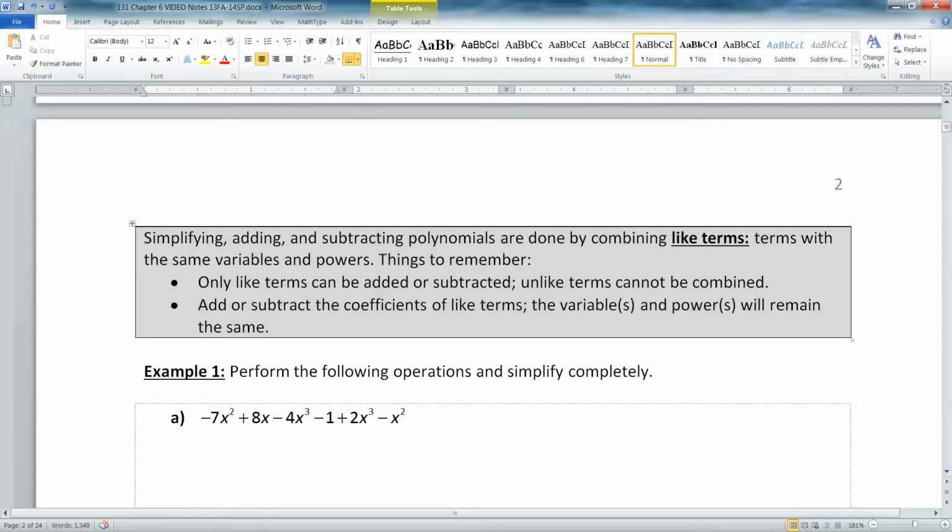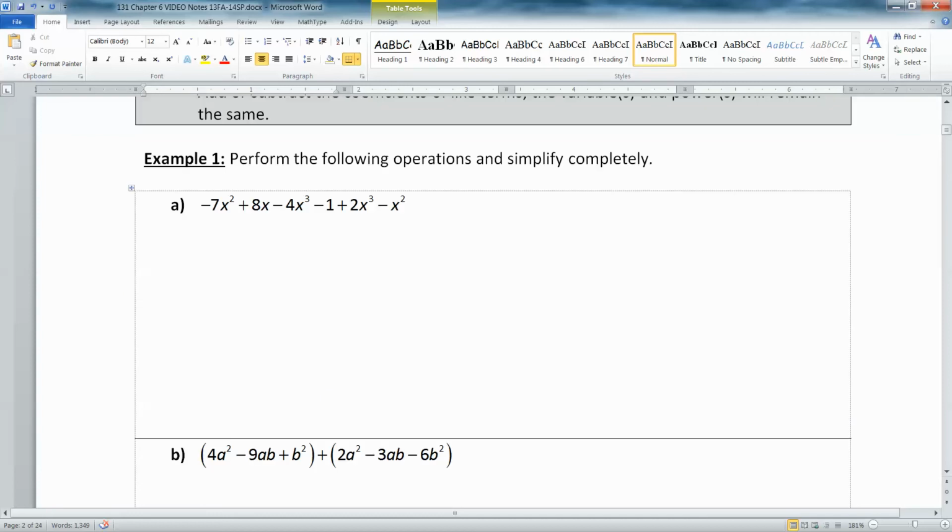By doing that, we're going to be combining like terms. So we want the terms to have the same variables and powers. So only like terms can be added and subtracted. You cannot combine things that aren't alike. And you add or subtract the coefficients of the like terms. The variables will remain the same. Okie dokie. So let's get here.